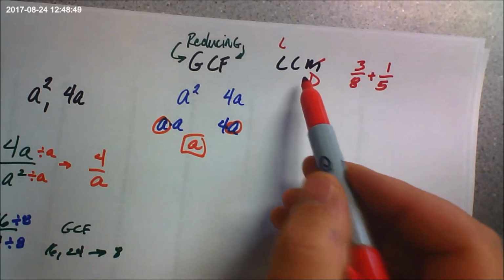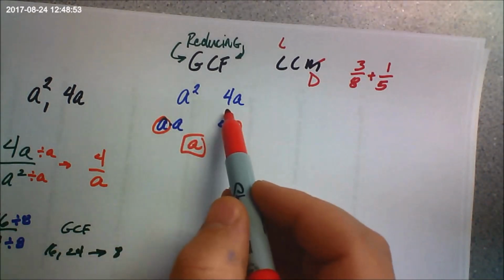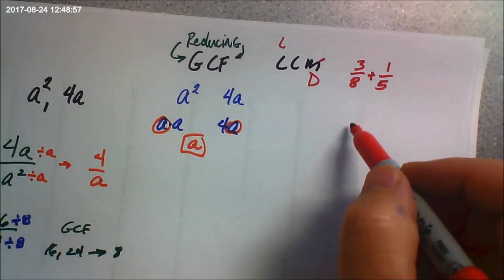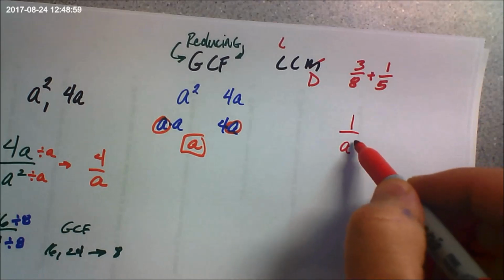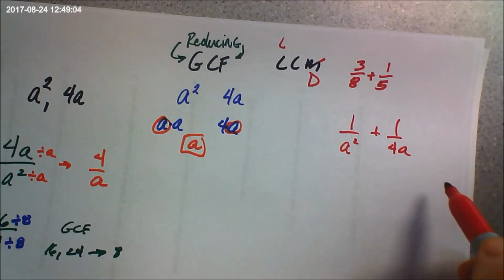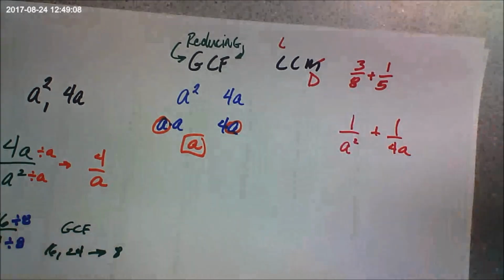Daniel, the lowest common multiple, it's used for finding the lowest common denominator. So these are the numbers we're using for number one, right? What that might look like is something like 1 over a squared plus 1 over 4a. To add those, you have to have a common denominator. That's what the LCM is for. You could probably write that out in words.